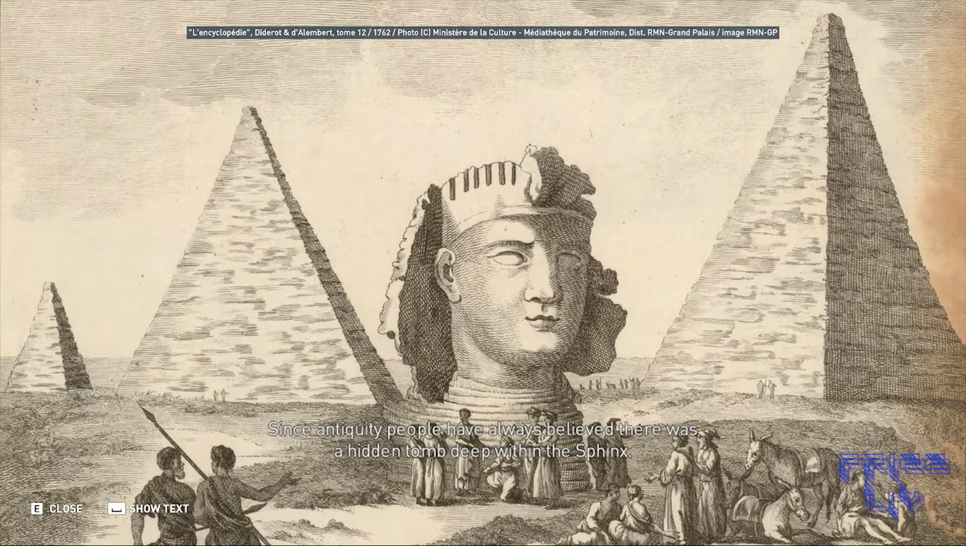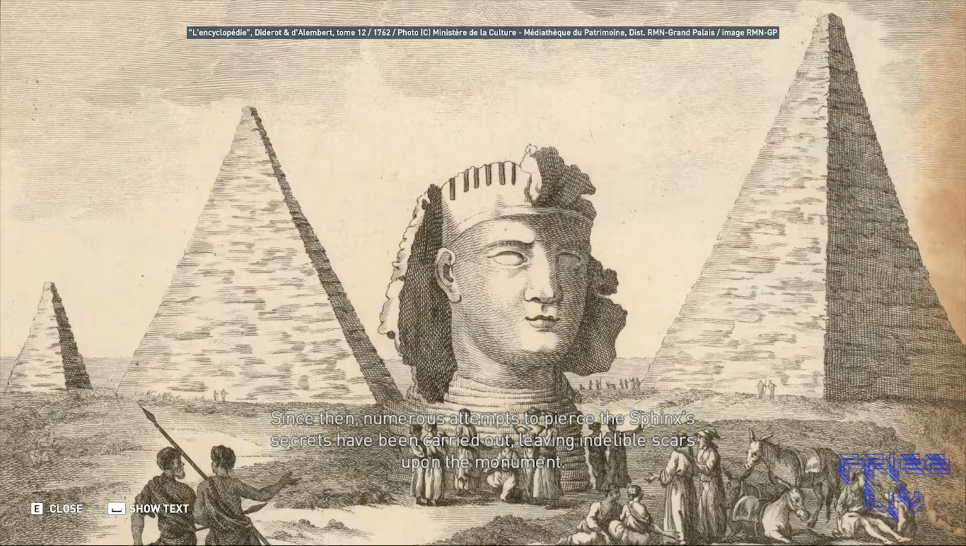Since antiquity, people have always believed there was a hidden tomb deep within the Sphinx. It is thought that attempts to plunder the Sphinx began as far back as the First Intermediate Period. Since then, numerous attempts to pierce the Sphinx's secrets have been carried out, leaving indelible scars upon the monument.